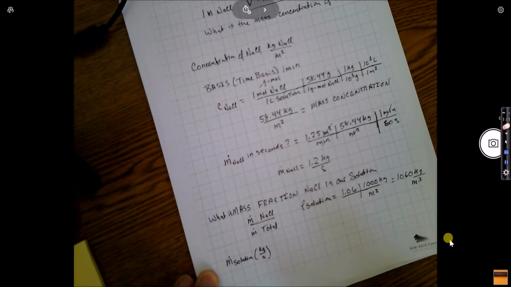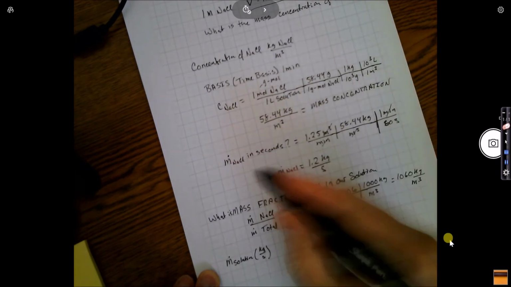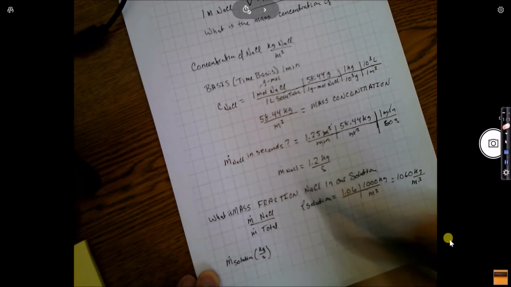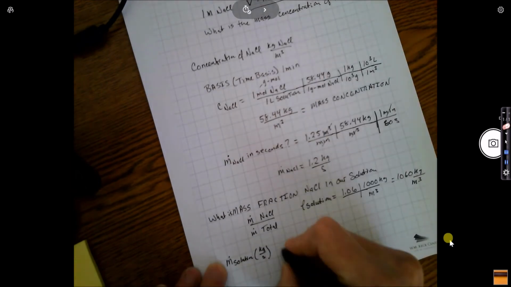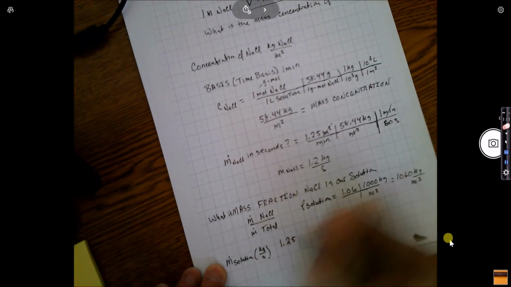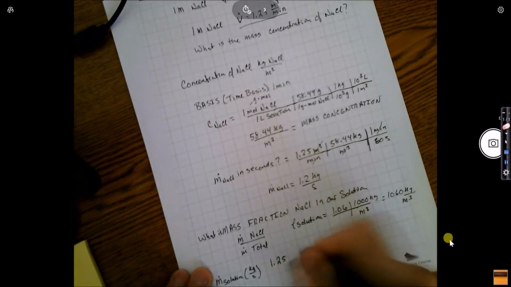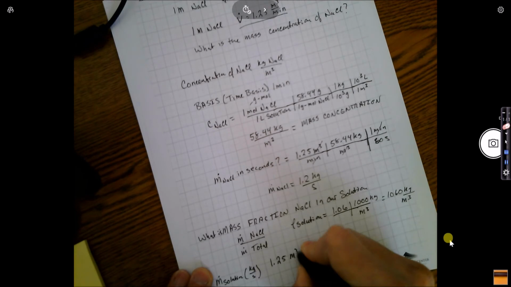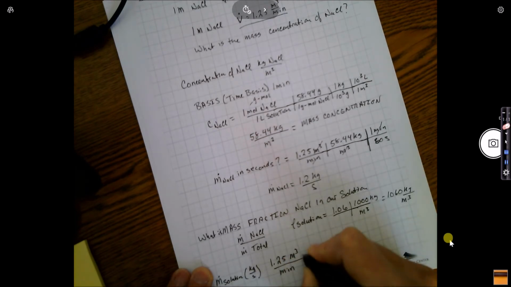And because we wanted to keep our units consistent, because in this case, just for funsies, I said, what's the mass flow rate of sodium chloride in seconds instead of minutes, just to make it that much harder. Hooray. Okay, so we have a volumetric flow rate of 1.25 meters cubed per minute of solution.